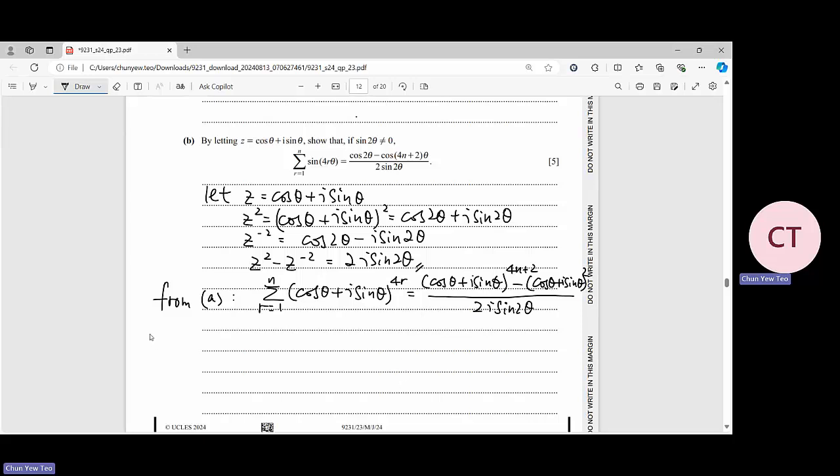So by using the de Moivre theorem, I will have my left hand side as cos 4r theta plus i sine 4r theta. My right hand side will be cos of 4n plus 2 theta plus i sine 4n plus 2 theta minus cos 2 theta minus i sine 2 theta.